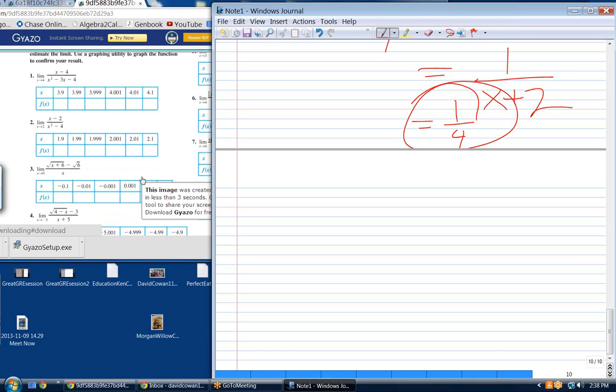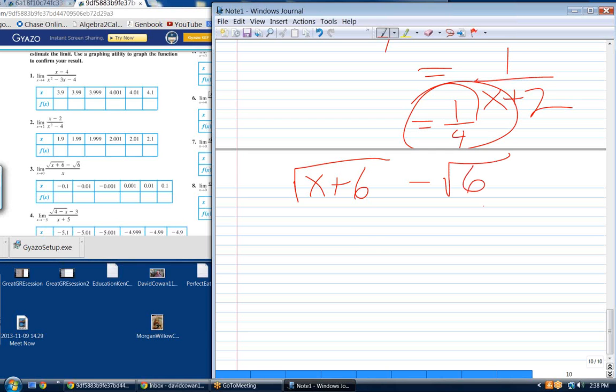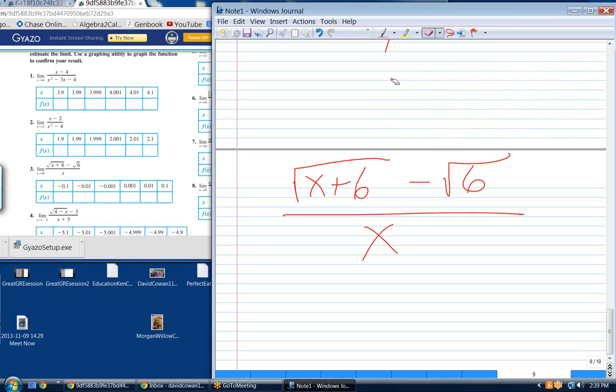Well, in this next one, again, all limit problems are only hard if it ends up being 0 over 0. They're never hard if it ends up being a number over a number, or 0 over a number, or a number over 0. All of those, you know exactly what that limit is doing. So the only difficult limit problems are 0 over 0.